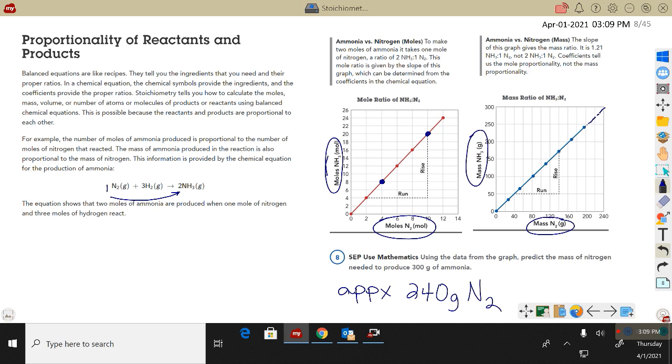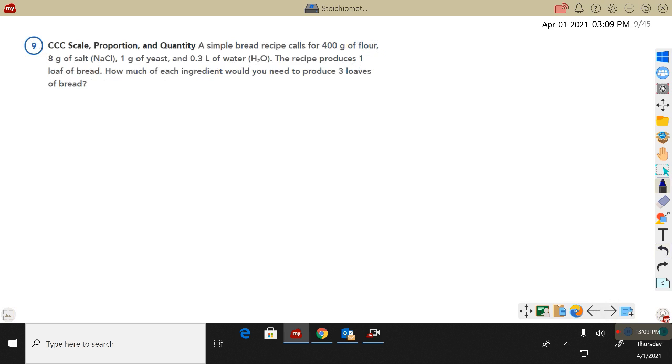Like, what if I want 300 grams? Or what if I want 1,000 grams? Or maybe I want 10 grams. How can I use those ratios to get a desired amount of product? In this case, in 9, all I had to do was triple the ratios to make 3 loaves of bread.